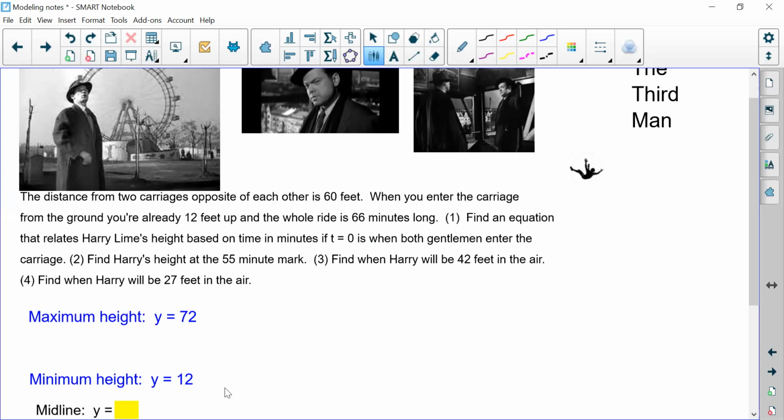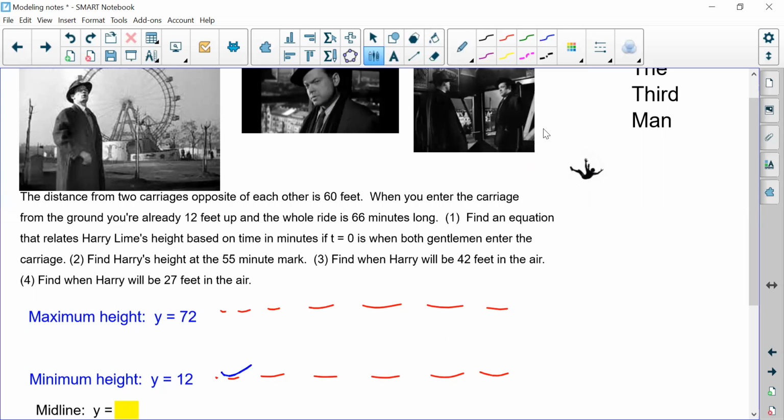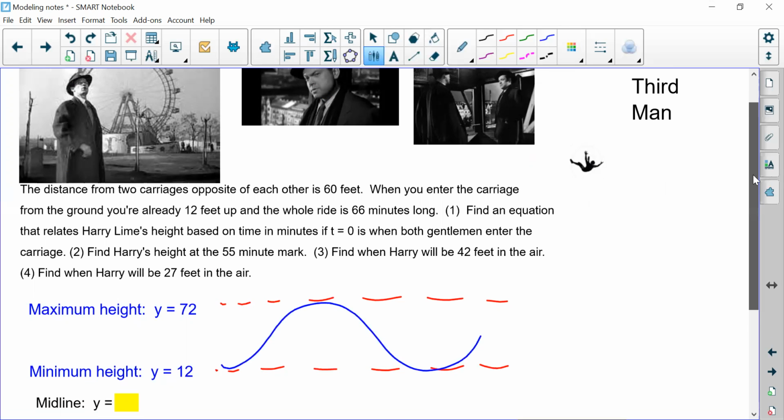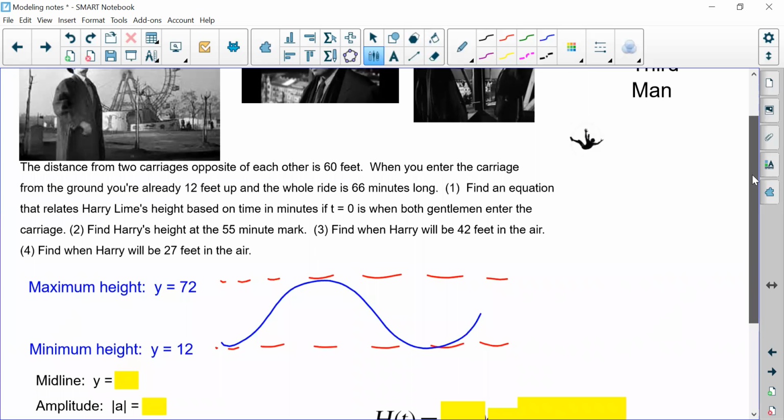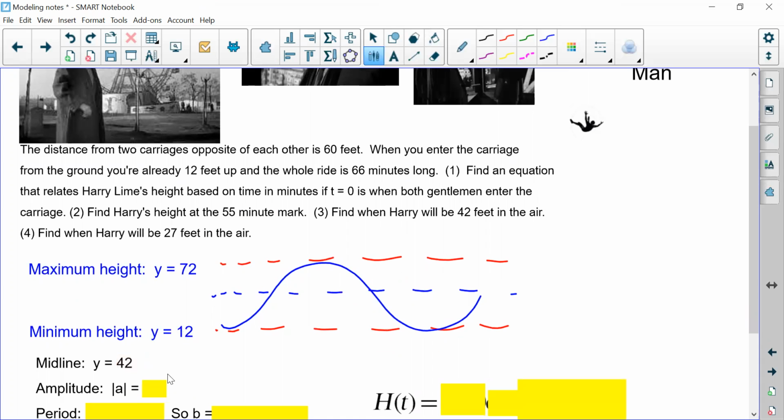And when you know your max and your min, let's just draw a little situation here. So Harry Lime boards the Ferris wheel, of course, at the bottom. So right there, we know what function we're using. But anyway, let's do this in order. I know my max height and I know my min height. If you know the max and you know the min, then you must know the midline. What is the midline? The midline is the number right in the middle, which is 42.